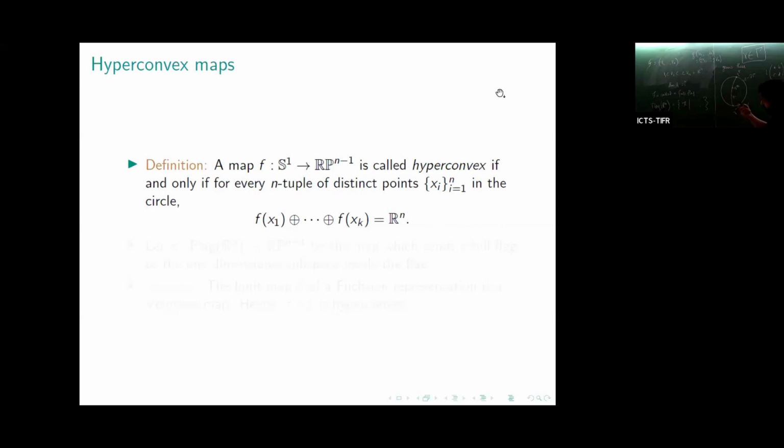Now I'll introduce something called the hyperconvex maps. These, again, will be needed for characterizing things. You call a map F from the circle to RP^(n-1) hyperconvex if you take any n points on the circle, and correspondingly you check the image of the map, then they should add up to Rn. I mean, it should be a direct sum. K is n, sorry, there's a typo here. K is n. That thing should add up to Rn.